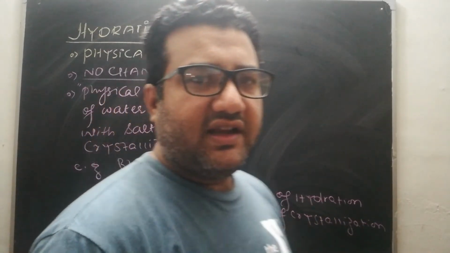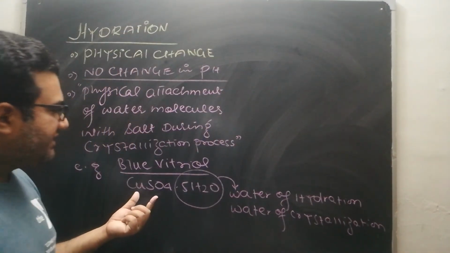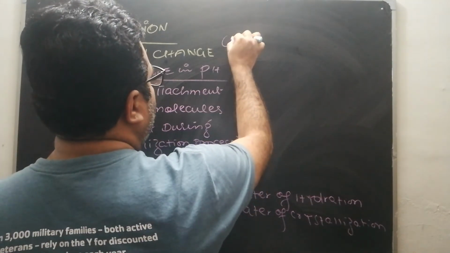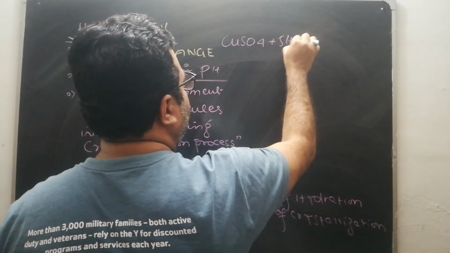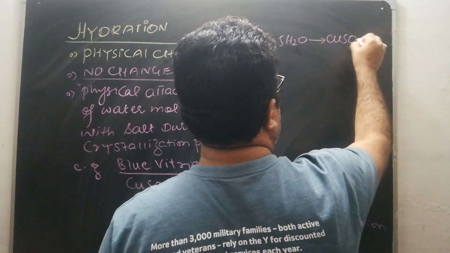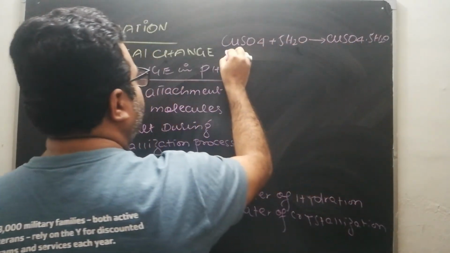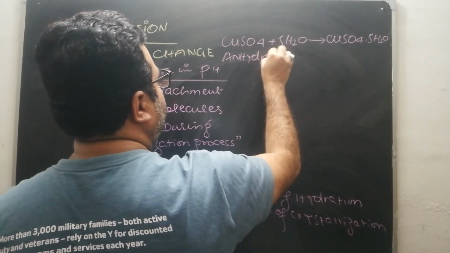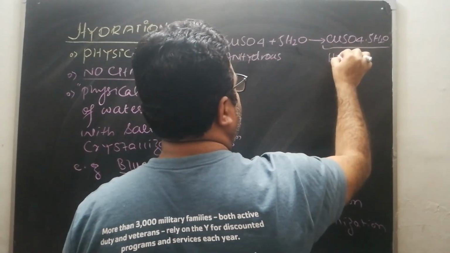So tell me one thing, is there any chemical reaction that has taken place here? No. Simply, copper sulfate was anhydrous and 5 water molecules have physically attached with the copper sulfate, and from the anhydrous form, this substance is now changed to the hydrated form.